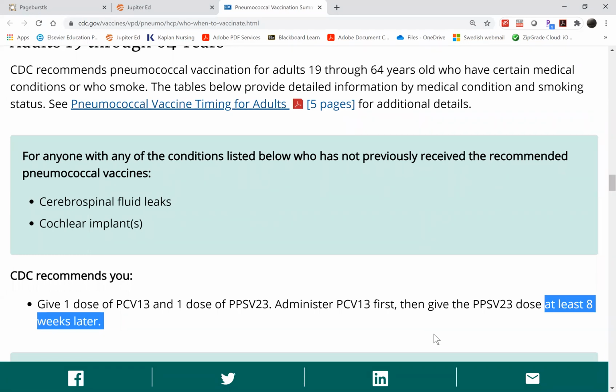Yes. So this is the unique situation I was referring to earlier. Because I have CSF leaks or cochlear implants and I'm between 19 and 64, I don't qualify based on age, but I qualify based on my condition. So I get a 13 and a 23, 8 weeks apart, and that should protect me until I reach 65. The dose I get at 65 isn't based on the CSF leak or cochlear implant anymore. It is based on my age. So I get a 23 when I turn 65, that's my second dose, and my third and last dose will be 5 years later, when I turn 70.